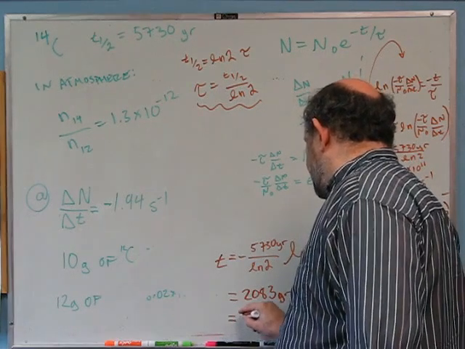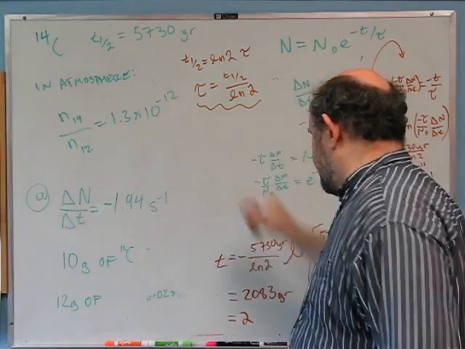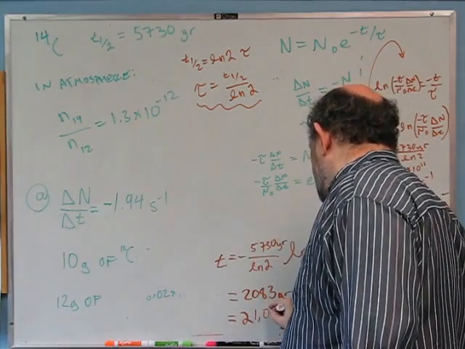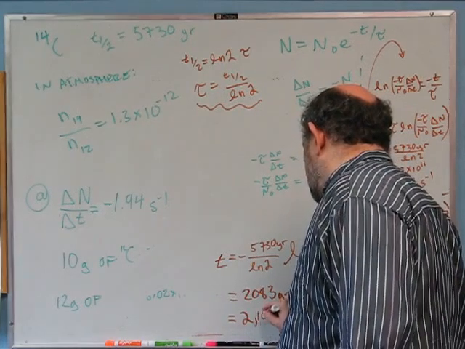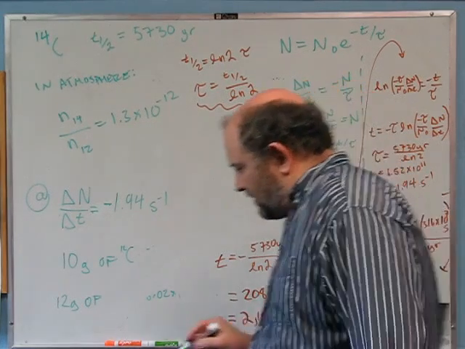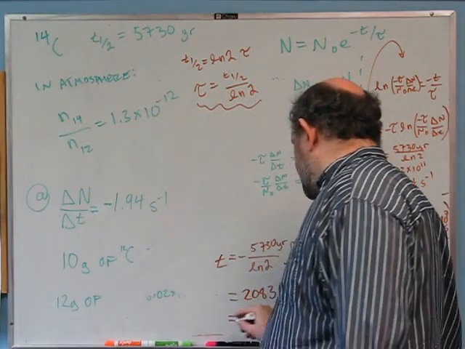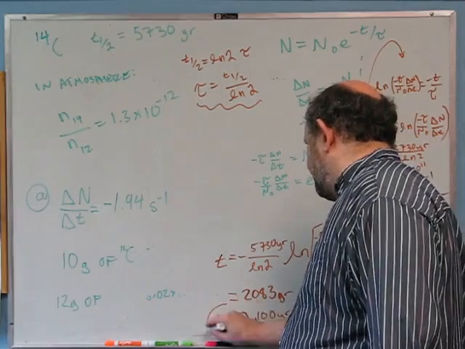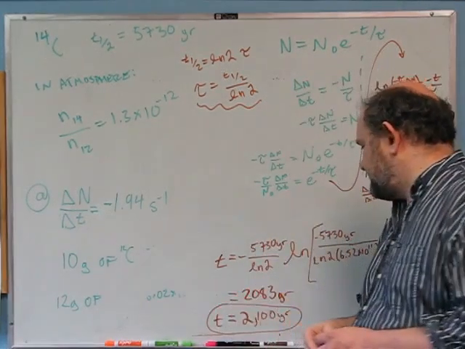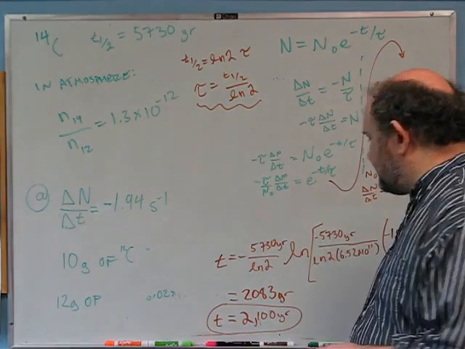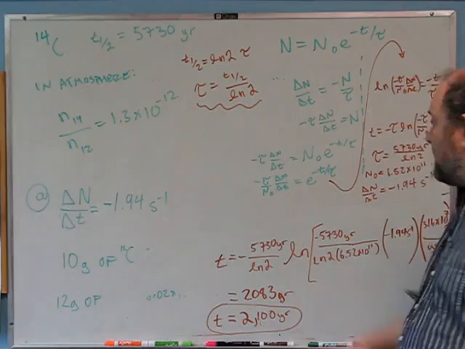So to 2 sig figs, which I think is all we have, yeah, that is only good to 2 sig figs. So we have 2,100 years ago. When I ask how old this sample is, it's 2,100 years ago. So we're talking 100 BC kind of things, or like 80-ish BC. You have Romans and Greeks and stuff. All right, that's part A.